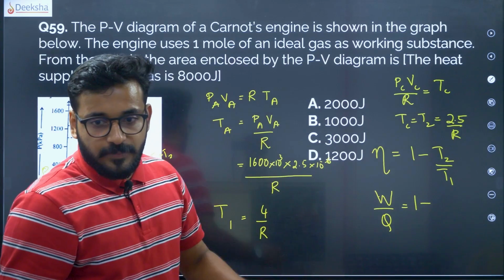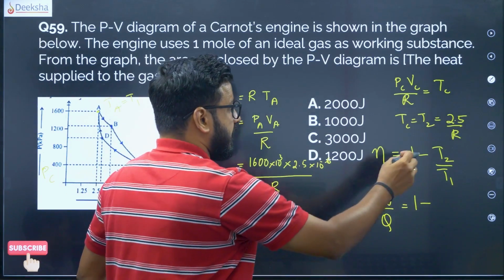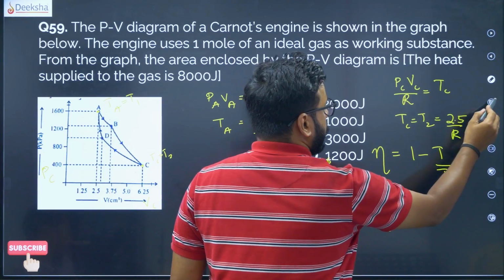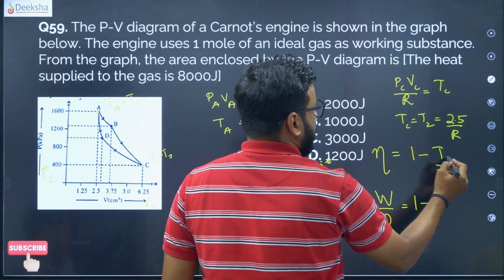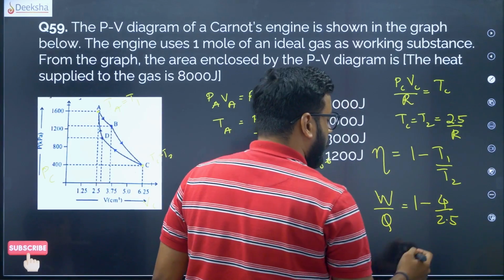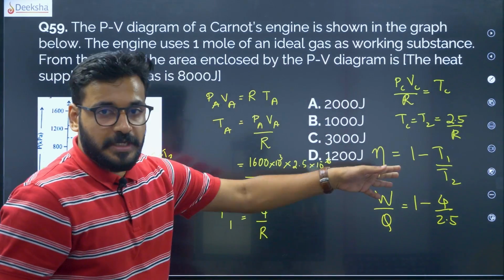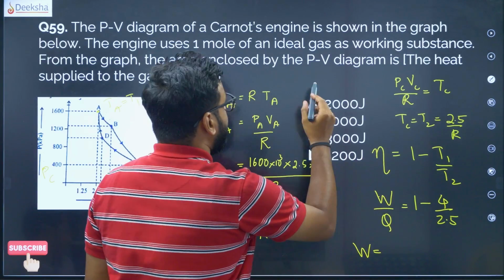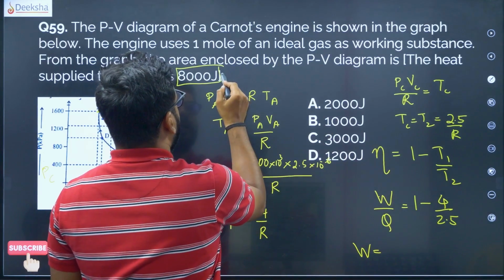So when you divide both of them, sorry, T1 by T2, that's my mistake, T1 by T2, 1 minus T1 by T2, it's not T2 by T1, T1 by T2. So when you do both of them, you will get 4 by 2.5, okay. Cross multiply, work done is equal to Q. Q is equal to 8000. This is the Q value.